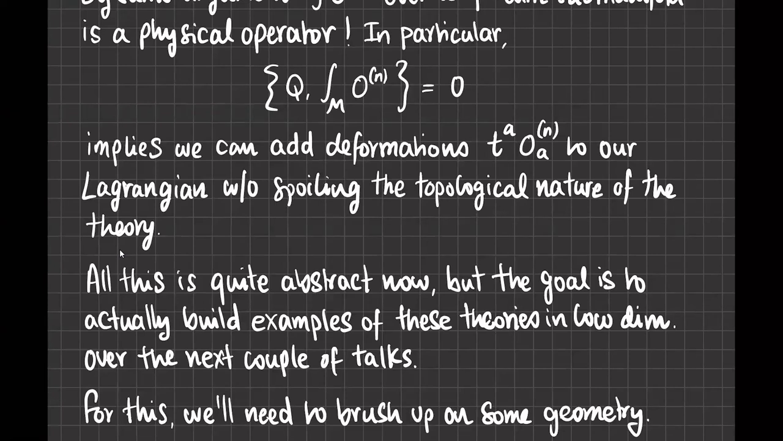So all of this seems quite abstract, right? But hopefully you're getting a sense of the general properties. And the goal is to actually build examples of these theories. And what I'm going to do is try and build examples in lower dimensional quantum field theories. I'm going to look at 0, 1, 2-dimensional quantum field theories, which is just supersymmetric quantum mechanics and sigma models and stuff like that, because those are very nice playgrounds. And in order to do all of this, we'll need to brush up on some geometry.